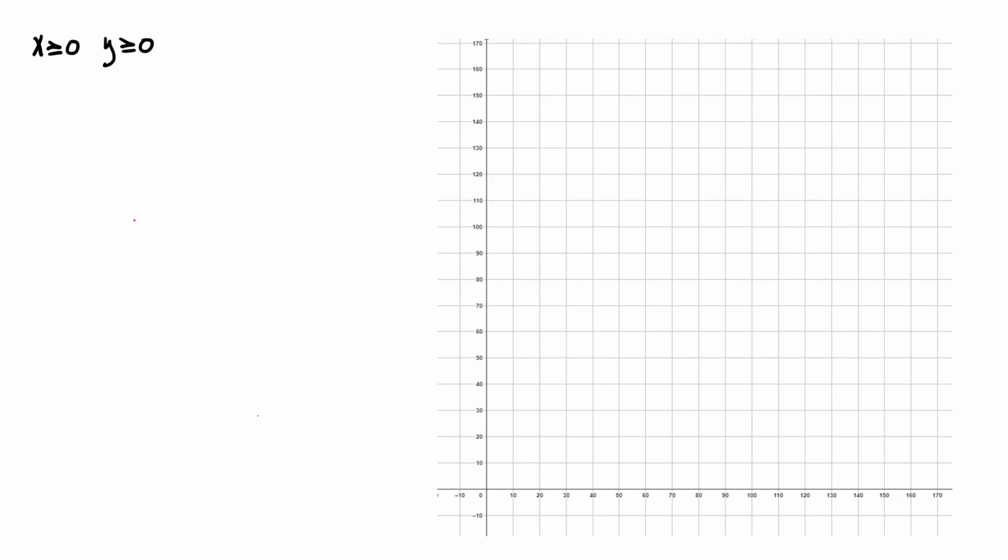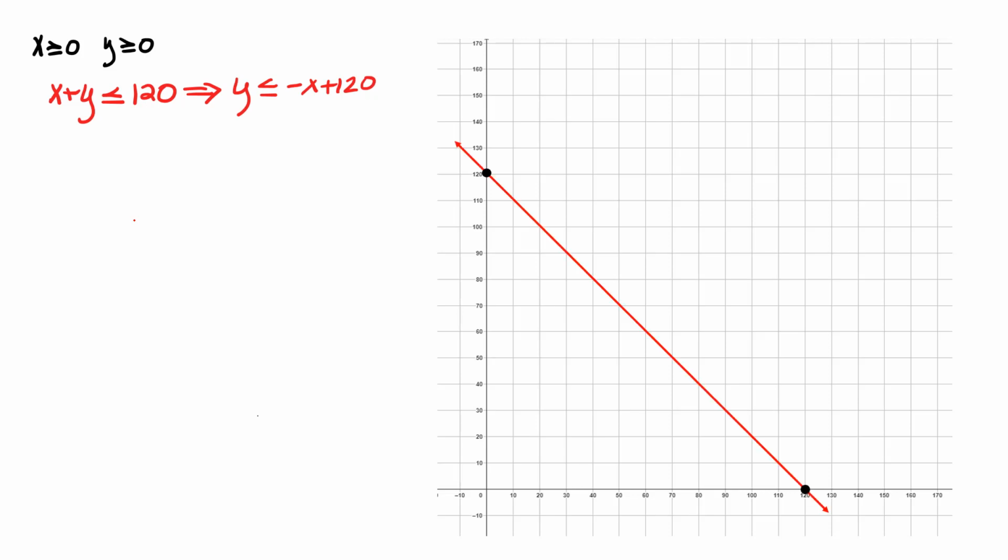That just means that we're only going to be working in the first quadrant, above the x-axis and to the right of the y-axis, where everything is positive. All right, then we had the inequality about how they're only going to make no more than 120 loaves. So X plus Y less than or equal to 120. If we solve that for Y, we have Y is less than or equal to negative X plus 120. So we're going to graph that line, which has its y-intercept at 120 and a slope of -1. So it's going to look like this.